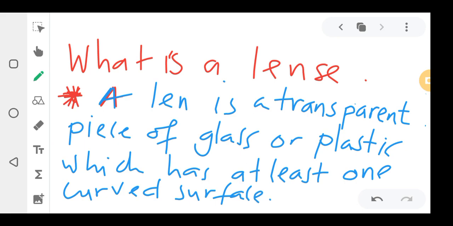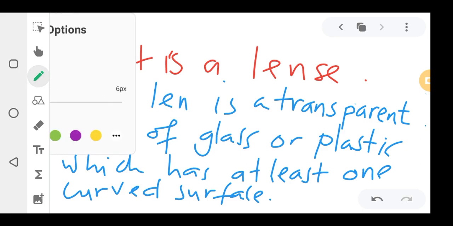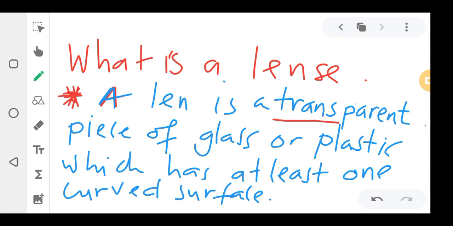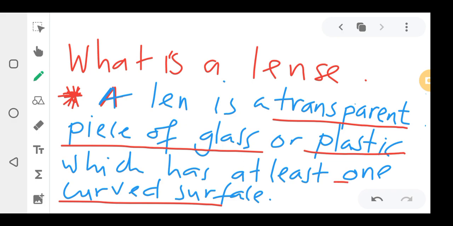So it's a transparent piece of glass, which means you can actually see through a lens. Something that is transparent is something that you can see through, like a glass where you put water. You can see through it and see the water in that glass. That's what I mean when I say transparent. So a lens is a transparent piece of glass or plastic, and it has at least one curved surface.